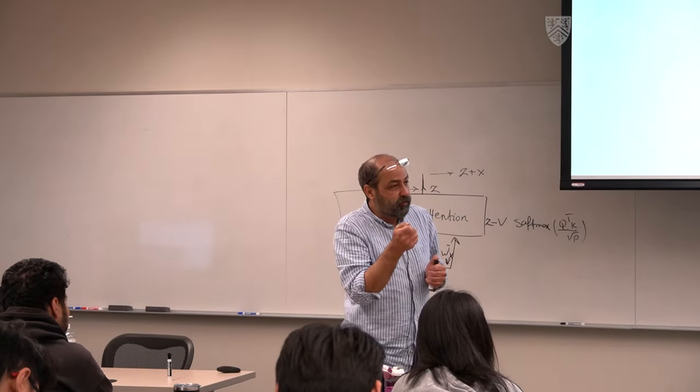So I have 8, or H, Z's. What was the dimensionality of Z? You remember? The dimensionality of X was D. The dimensionality of Q and K was P. The dimensionality of V was M, right? So the dimensionality of Z is M, and I have H of them. So the dimensionality is H times M. In the original paper, it's 8 times M, okay?